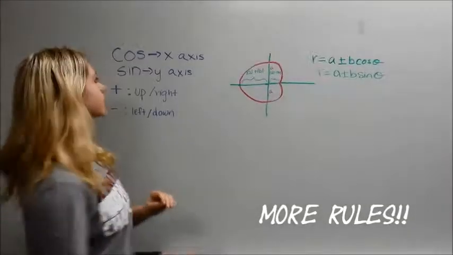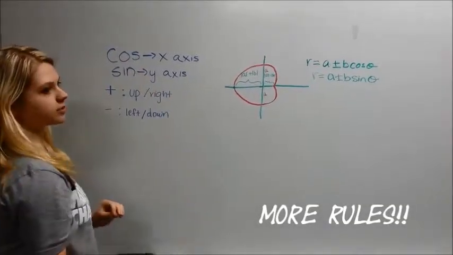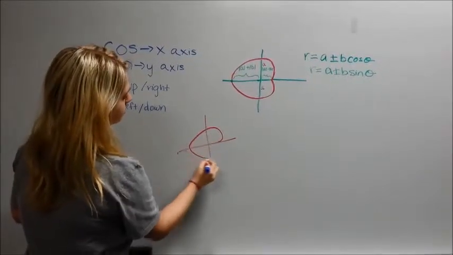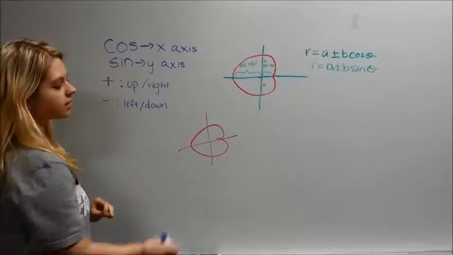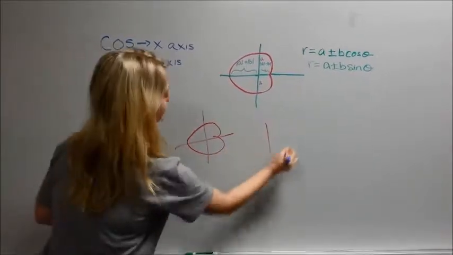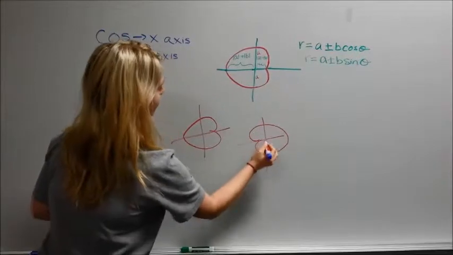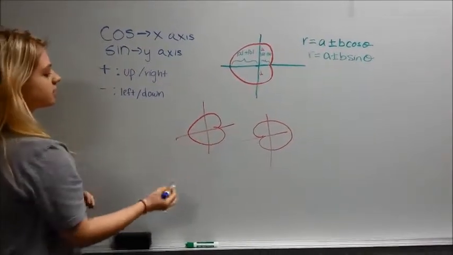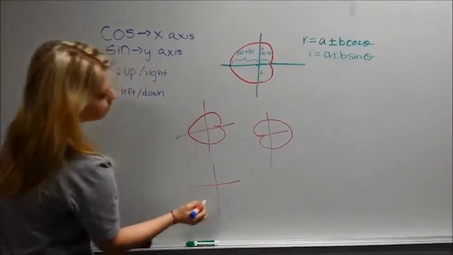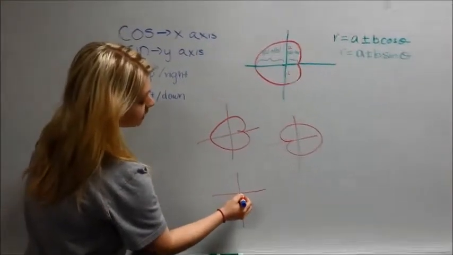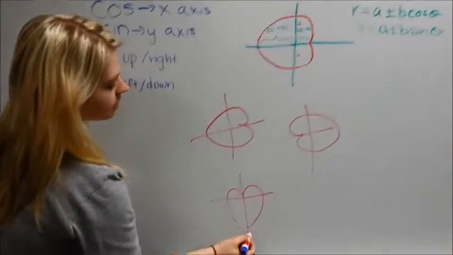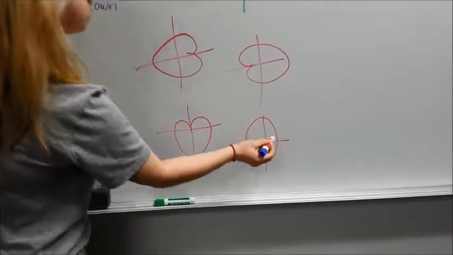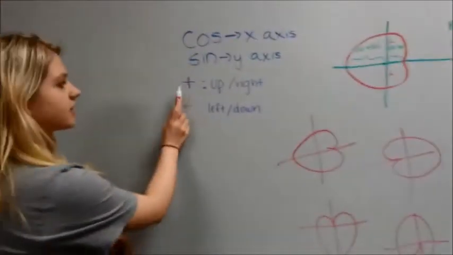So if it's a cosine graph, the majority of the graph will be on the x-axis. So for a positive cosine graph, the majority of the graph will be on the right side, and if it's a negative cosine graph, the majority of the graph will be on the left side. The same for sine. If it's a negative sine graph, the majority of the graph will be on the bottom. If it is a positive sine graph, the majority of the graph will be on the top. And that's shown right here.